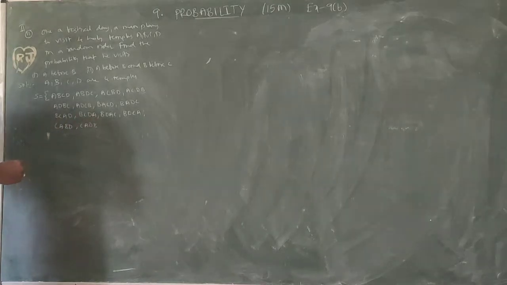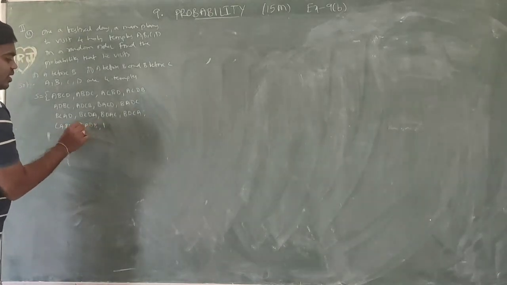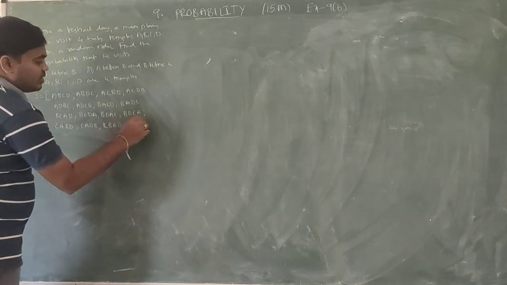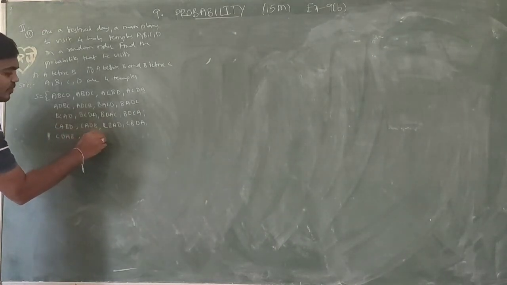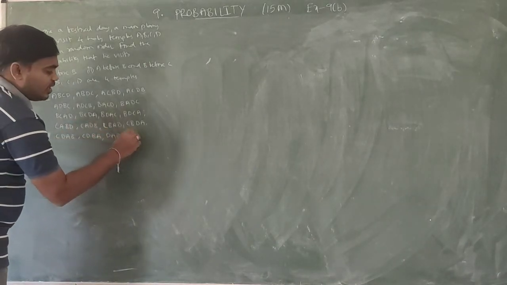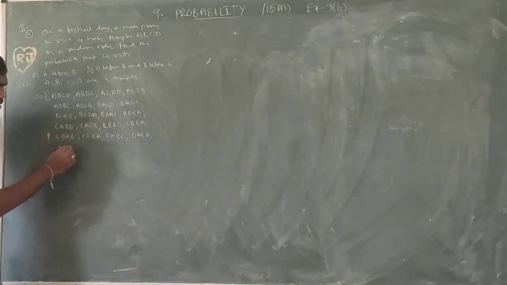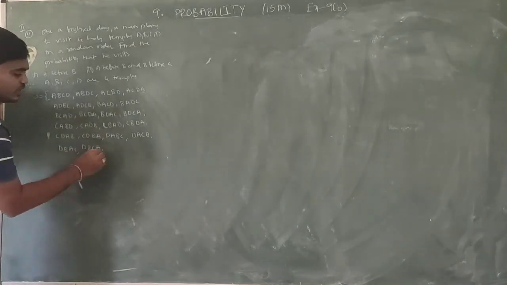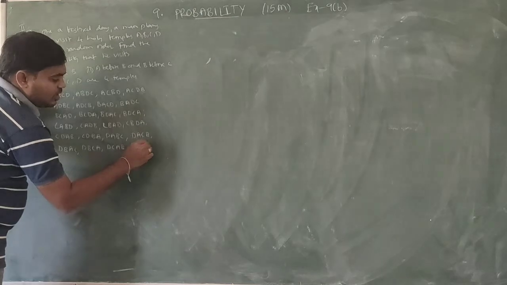Next, start with C: C, B, A, D; C, B, D, A; C, D, A, B; C, D, B, A. C is also done. Then D, A, B, C; D, A, C, B; D, B, A, C; D, B, C, A; D, C, A, B; D, C, B, A.